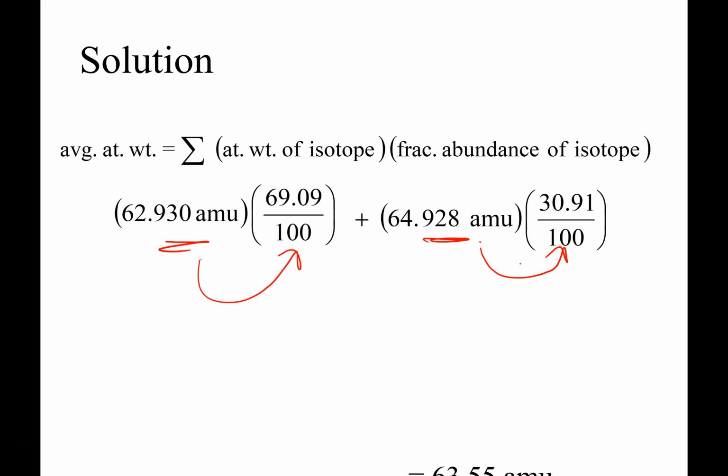All right, and we get 63.55. Periodic tables will update the isotopic information, and as they update it, these values all change. So periodic tables can have subtle differences when it comes to the average atomic weight. That's one of those where I say, don't blame me.